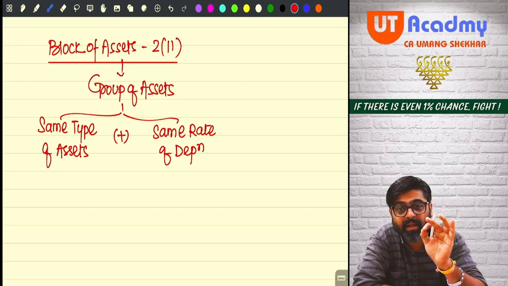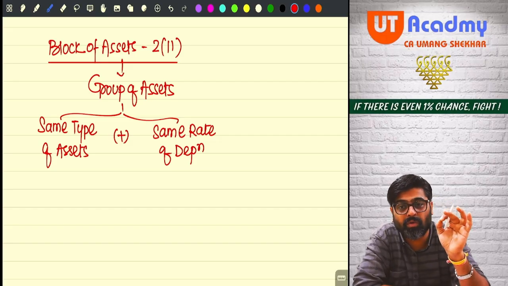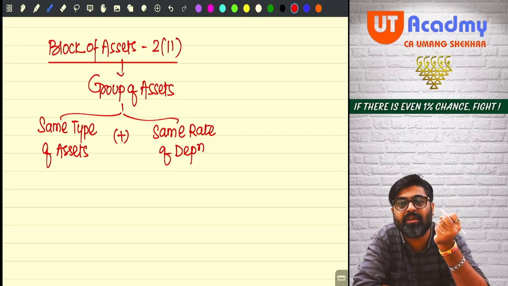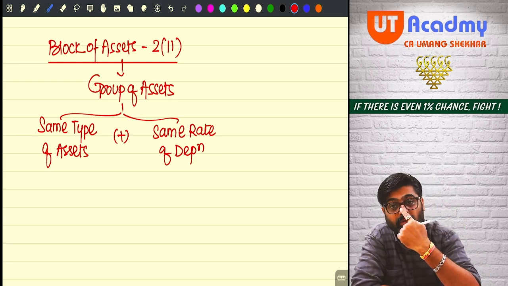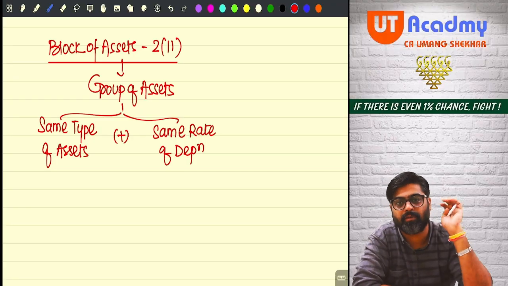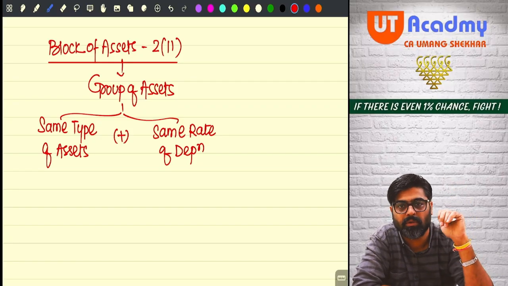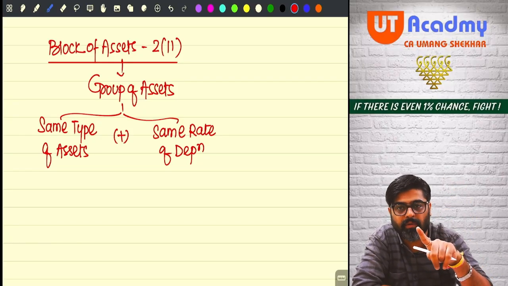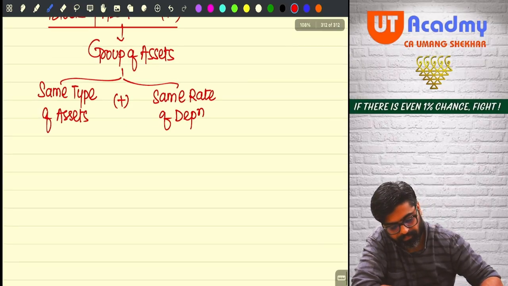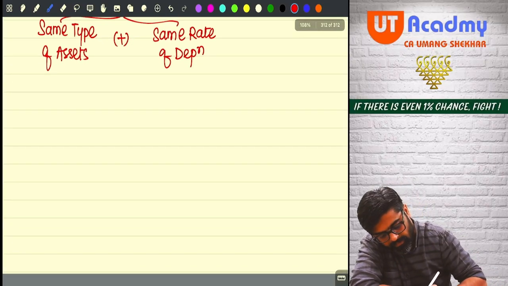So you are never going to identify individual assets here. You are supposed to put all the assets in the block. You are supposed to identify the block only. That's it. The moment you put any asset in the block, its individuality, its identity is lost. Got it, sir? Everyone. So for example, I'll give you one example.